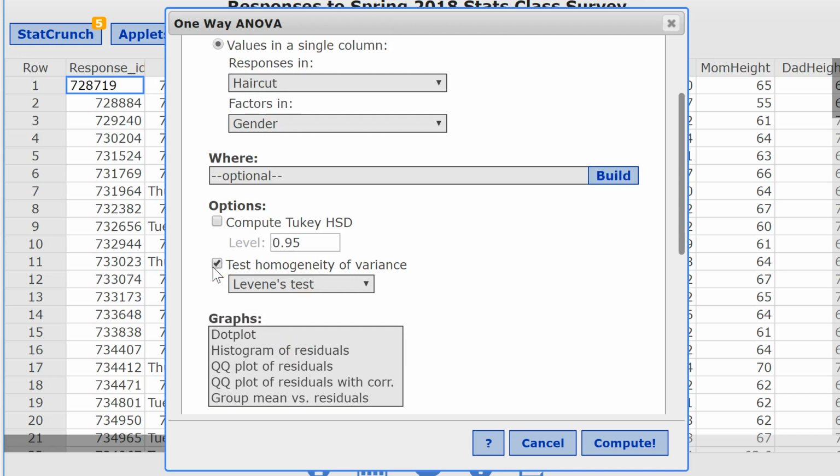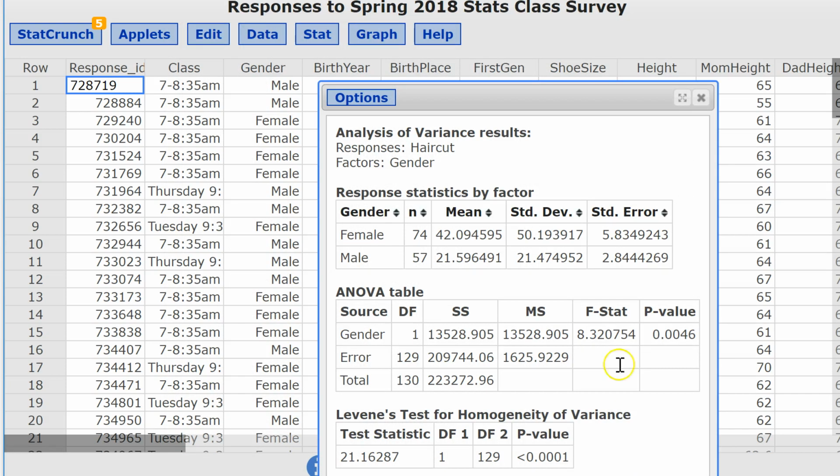Because another thing we saw in the box plots for haircut versus gender was that the women had a way bigger spread than the men. So here's where I think we might get in trouble with our variance assumption. So we're going to press compute. Obviously, we get a low p-value here.